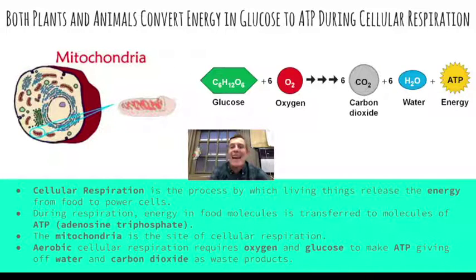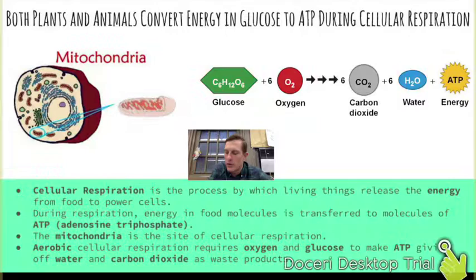Both plants and animals convert energy that's in glucose to a chemical known as ATP during the process of cellular respiration. All right, so this is everything that you need to know about cellular respiration. Cellular respiration is the process by which living things release the energy from food to power their cells. During respiration, the energy that's in food molecules is transformed into a molecule of ATP, or adenosine triphosphate.